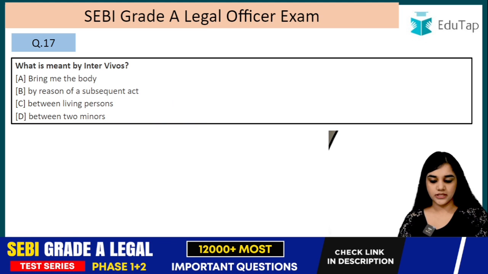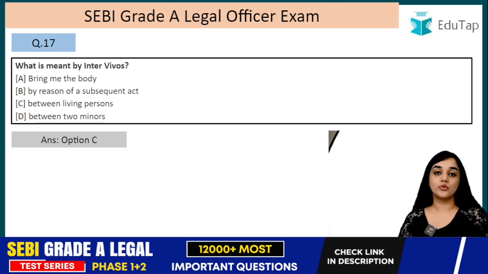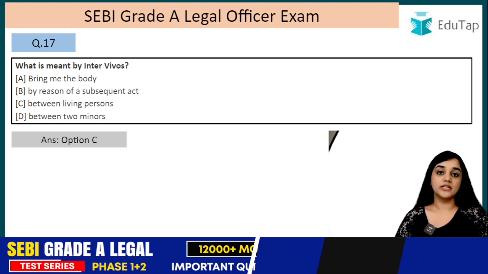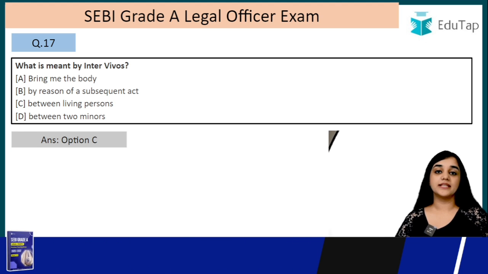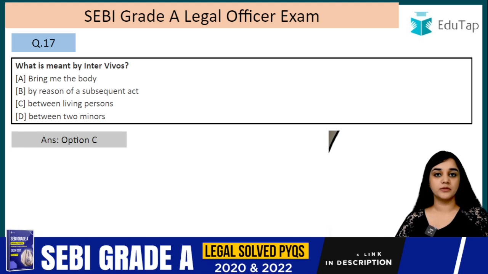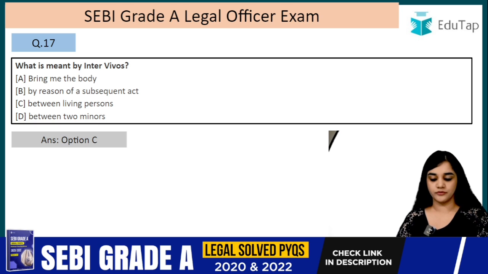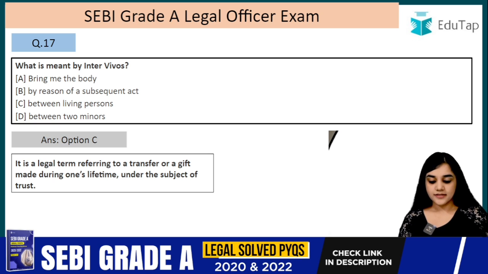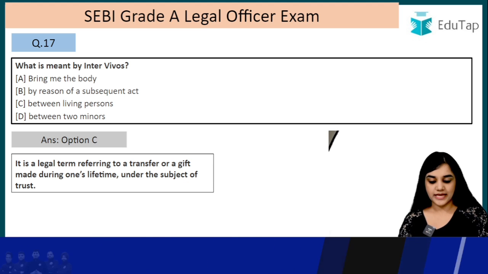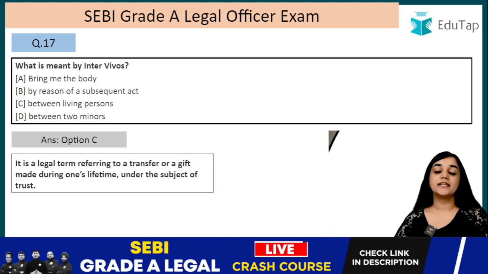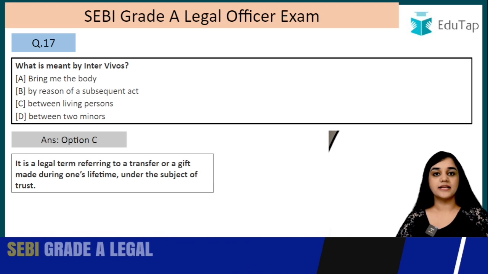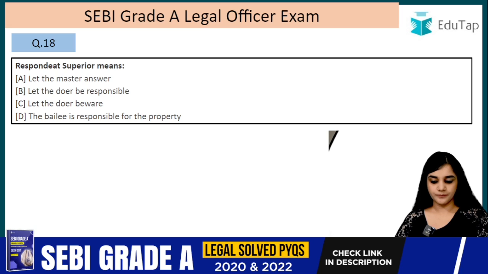Question number 17. What is meant by inter vivos? What is inter vivos? The answer is between living persons. It is mostly used in property matters when we say that the transaction was between living persons, right? So it is inter vivos. It is a legal term referring to the transfer of a gift made during one's lifetime under the subject of trust. It is during the life of the parties, right? While they are alive, that is termed as inter vivos. Question number 18.